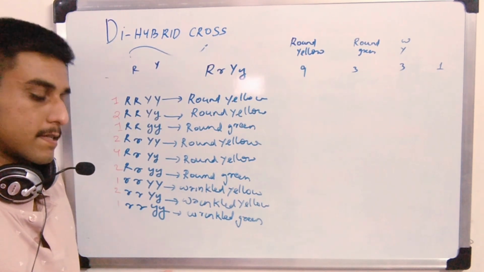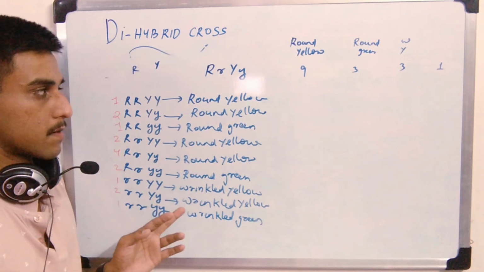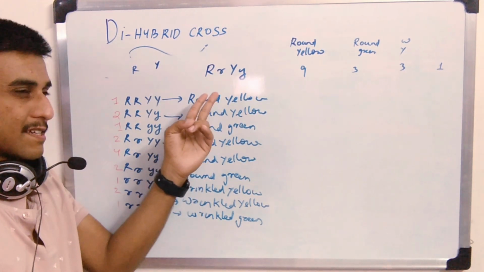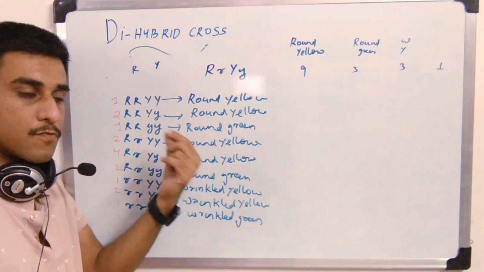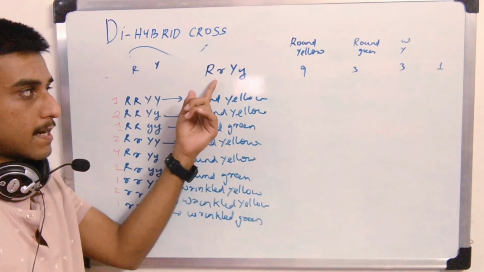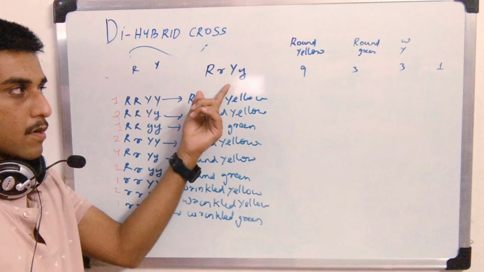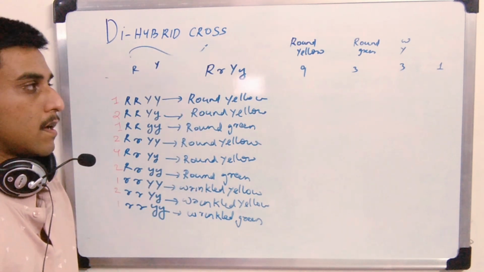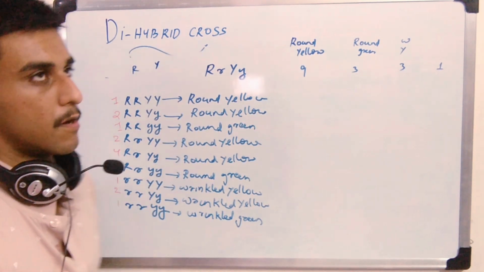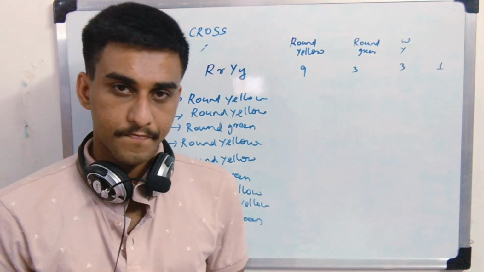One thing to remember is that we can only use this shortcut method when the parent generation, that means the generation which we are selfing, the F1 generation, is in the heterozygous form. Then only we can write this. So this is the case of Mendel's dihybrid cross.